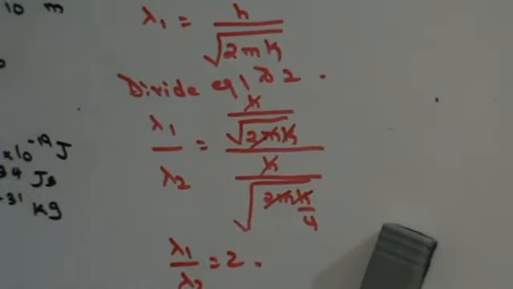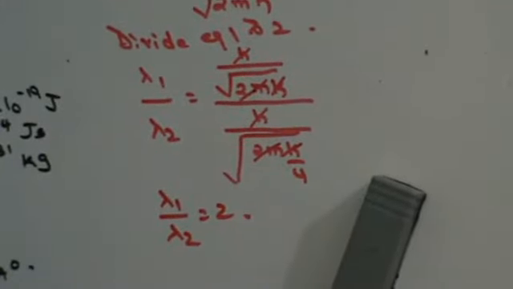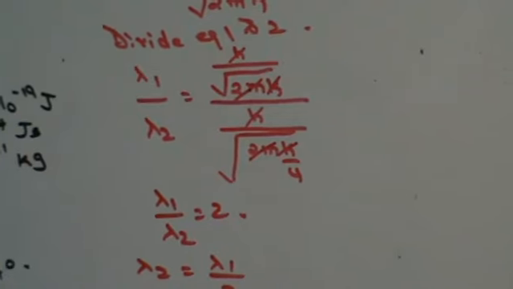In that case I can therefore say, what have they asked you to find out? What will be the wavelength? The wavelength lambda 2 will be lambda 1 upon 2. Next, lambda 1 will be lambda. Next, take the next one please.